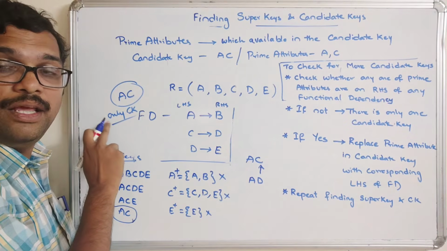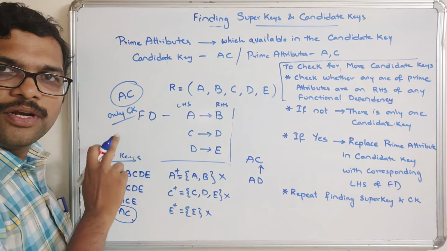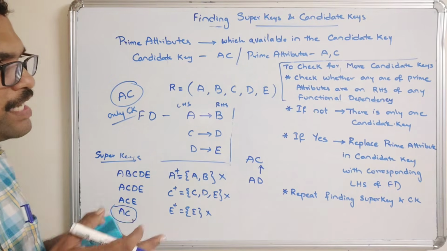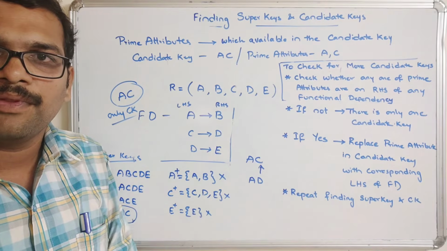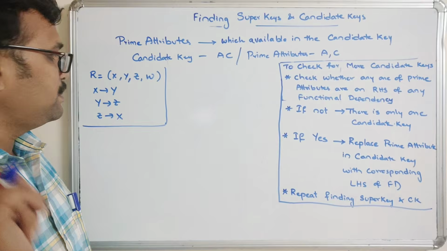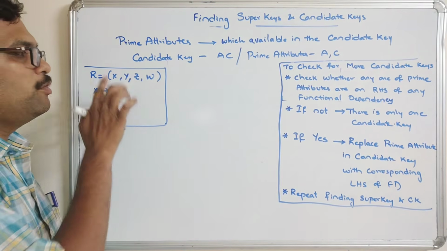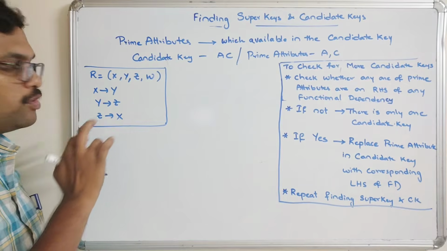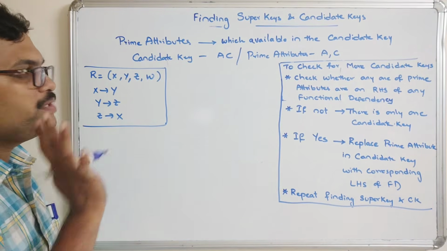AC is the only candidate key. Right? So hope you understood. Now we'll take one more example which will obey this one, right? Okay. So consider the second example. Take the relation R with the 4 attributes X, Y, Z and W. So the functional dependencies are X determines Y, Y determines Z, Z determines X.